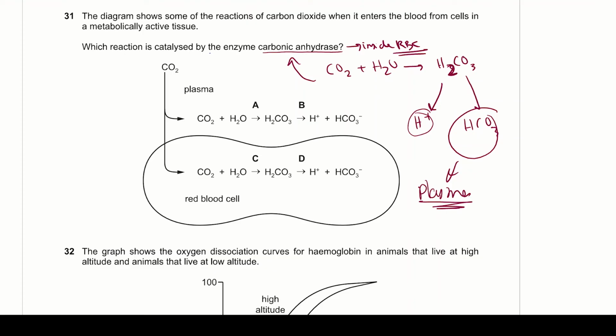Let's see the suggestions that we have here. As we said, the carbonic anhydrase reaction happens inside red blood cells, so we know that A and B will be incorrect. We said that it catalyzes the reaction between carbon dioxide and water, forming carbonic acid. So C is going to be correct. The dissociation is not due to carbonic anhydrase, so D is incorrect.